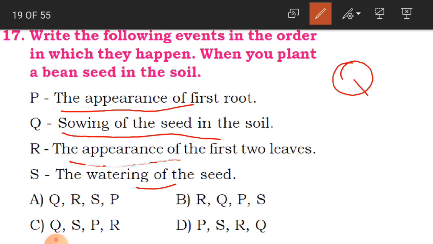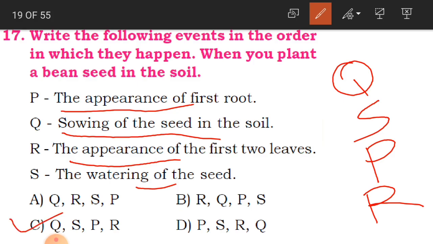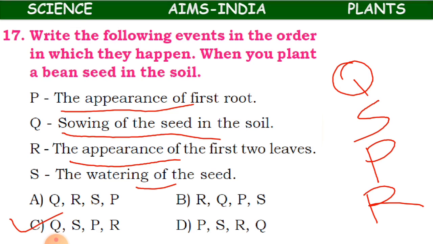Then what will happen? We have to water it. After sowing the seed, we have to water it. So next comes S. After that, what will happen? The appearance of the first root. The root has to come. Then P. And at the last, the appearance of the two leaves, that is R. Q, S, P, R sequence. Yes, it is in the C option. Clear, children? So this is the correct answer.